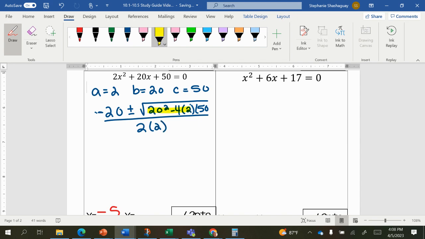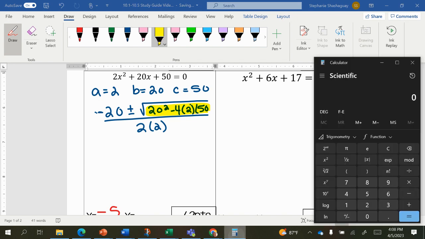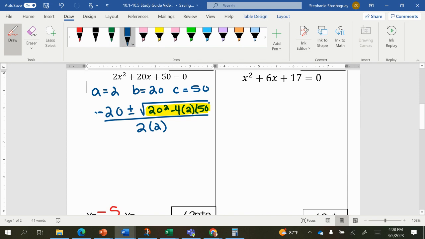So the first thing I need to do here is simplify that radical, or what's underneath that radical. So I'm going to take out my calculator here, and I'm going to do 20 squared minus 4 multiply 2 multiply 50, and I get equals, and you'll notice I get 0. So I'm going to have negative 20 plus or minus the square root of 0 divided by 4. Well, the square root of 0 becomes nothing.